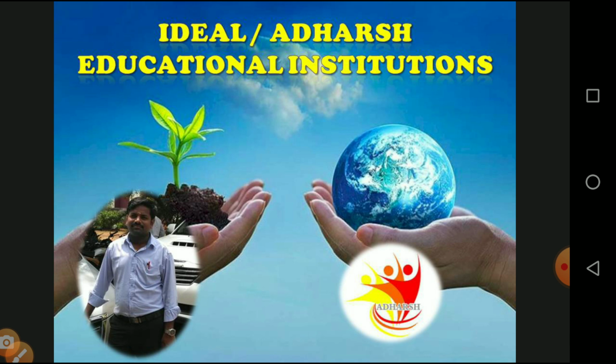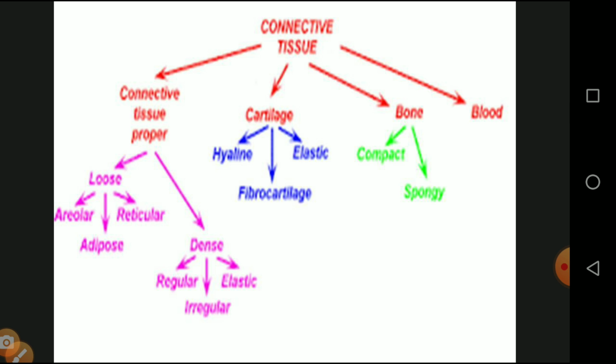This is unit number 18 for ninth standard biological science. Today we are seeing the continuation of animal tissue, the compound epithelium. Last class we saw simple epithelium. Today we are seeing compound epithelium, and as a continuation we will see connective tissue.